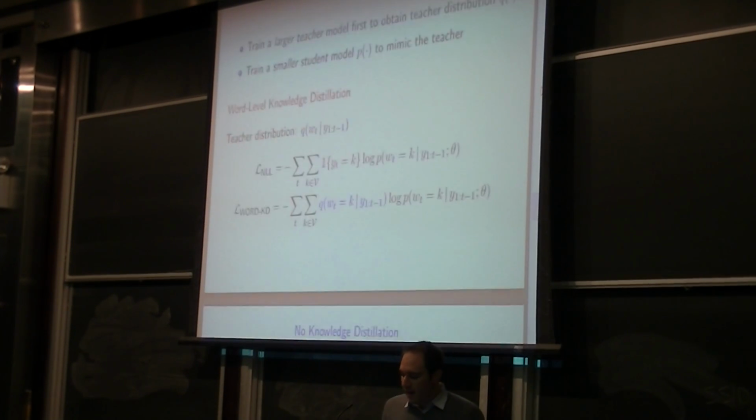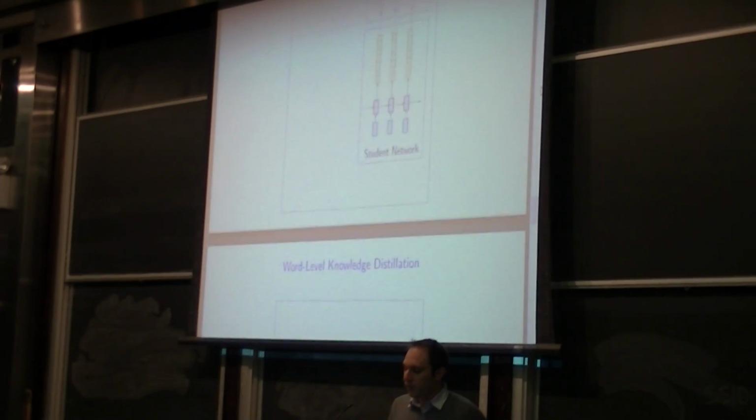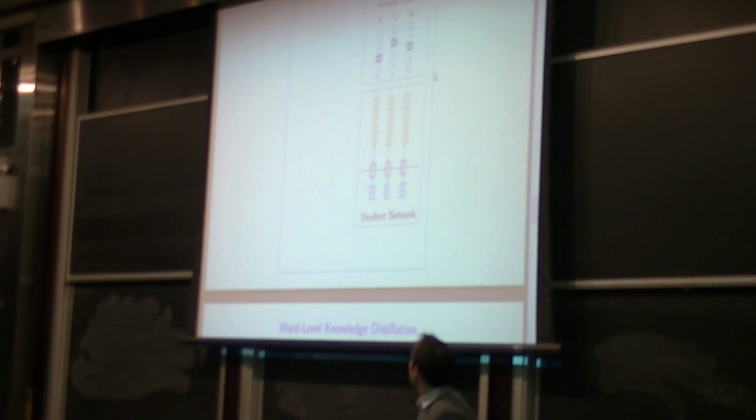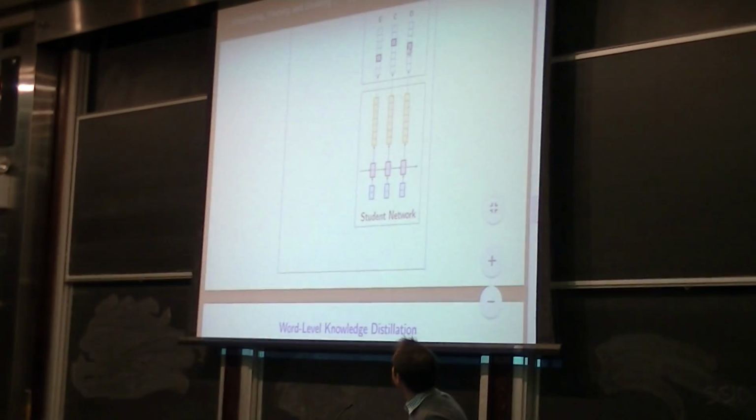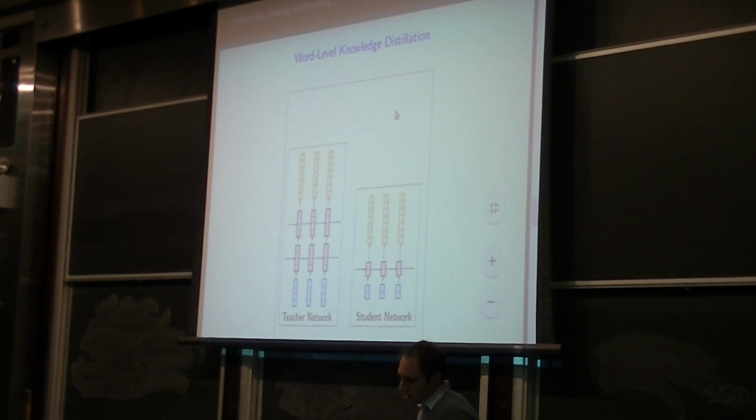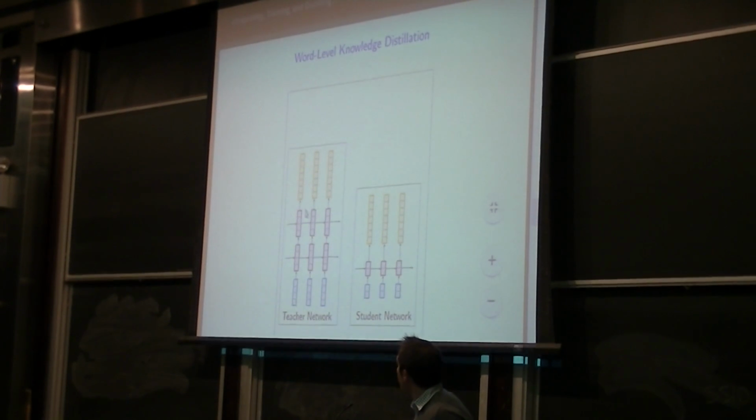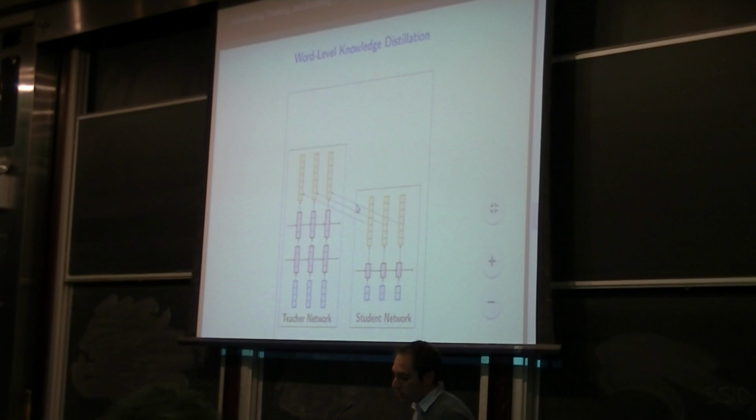So this technique, here's what it looks like. We originally trained our system to match the correct answers. Instead, we're going to train a bigger teacher model, and then we're going to train the student to try to mimic its predictions, so to make these distributions match those.